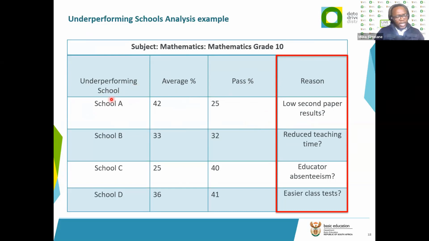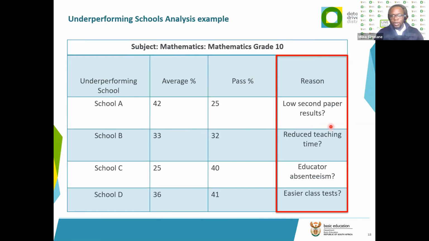And if you are not at a provincial or at a district level, you can always still do this kind of analysis. But instead of having schools here, you will have grades instead of schools, for example, right? And then you can say to yourself, why is the pass percentage only 25% of learners passing mathematics in grade 10?